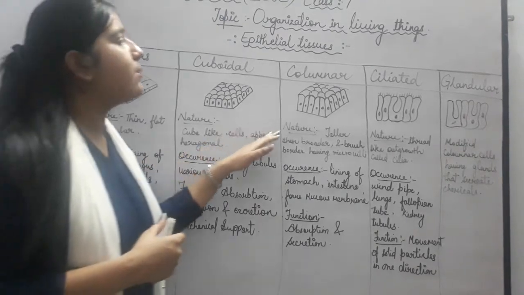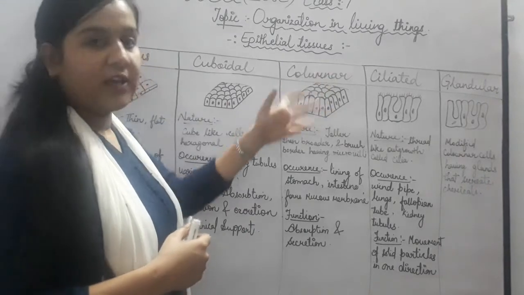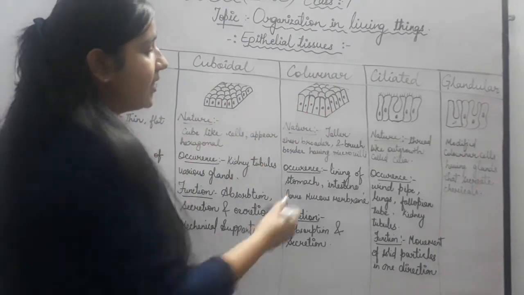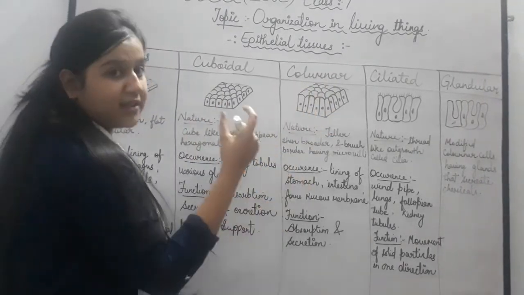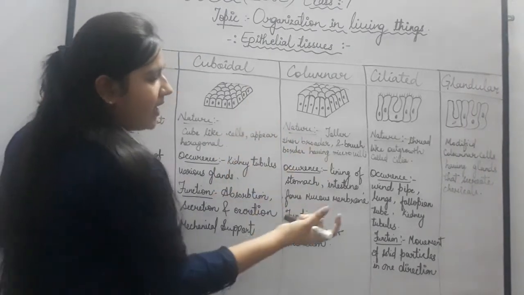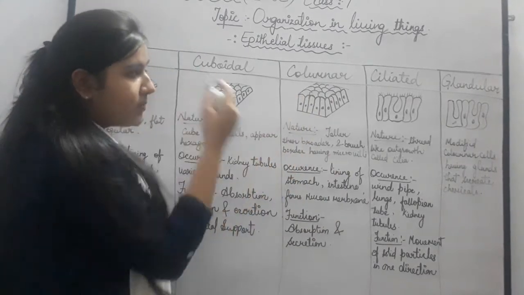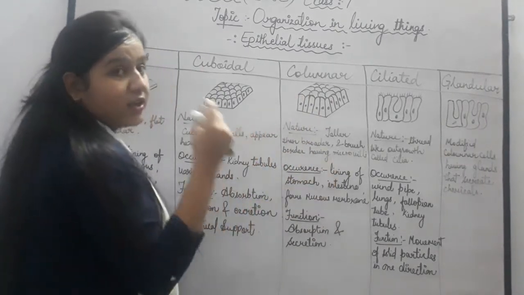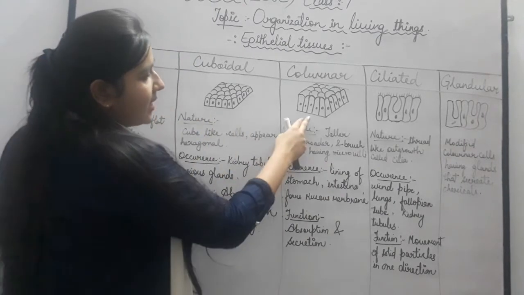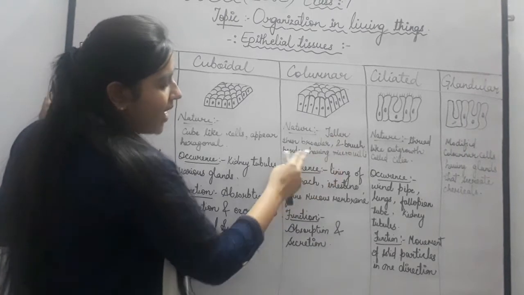Next, the third type of epithelial tissue is the columnar. Columnar, from the name we can say that they are column-like. They are taller in comparison to their breadth. They are much taller as compared to how broad they are. And sometimes they have a brush-type border. Small thread-like structures are present there, which are known as microvilli. So they have a brush-like border.